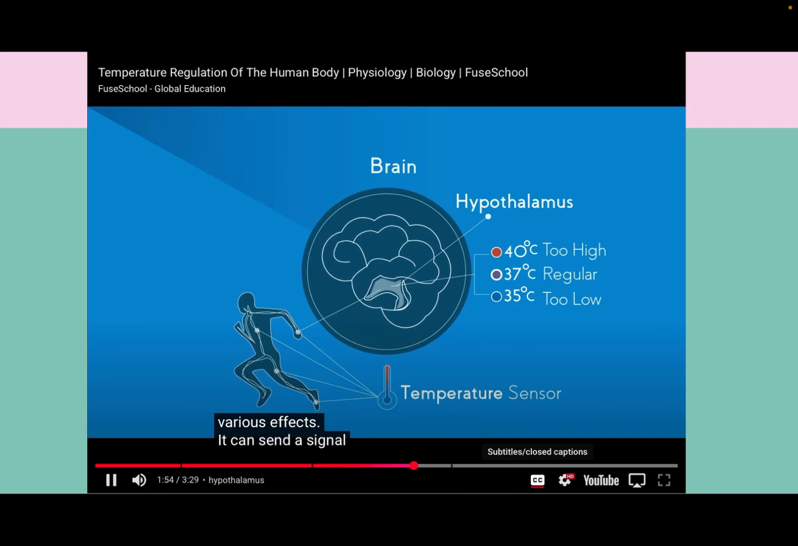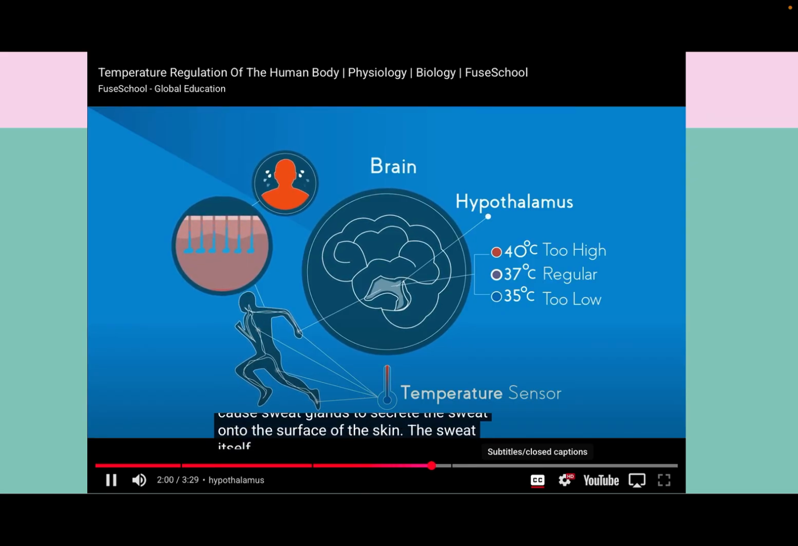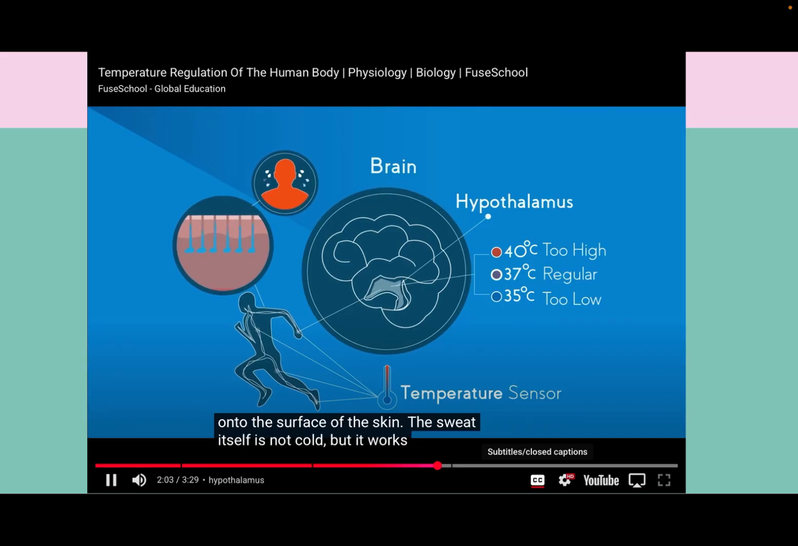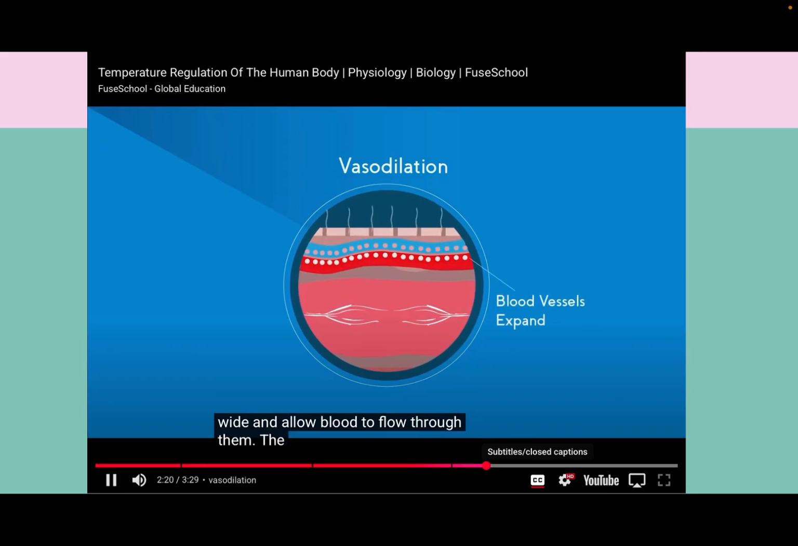It can send a signal to your skin and cause sweat glands to secrete the sweat onto the surface of the skin. The sweat itself is not cold, but it works because it takes the heat away from your body in order to evaporate. Another way of losing heat is vasodilation. Look how these blood vessels nearest the surface of the skin open wide and allow blood to flow through them. The heat is radiated from the blood into the air and the blood cools down.